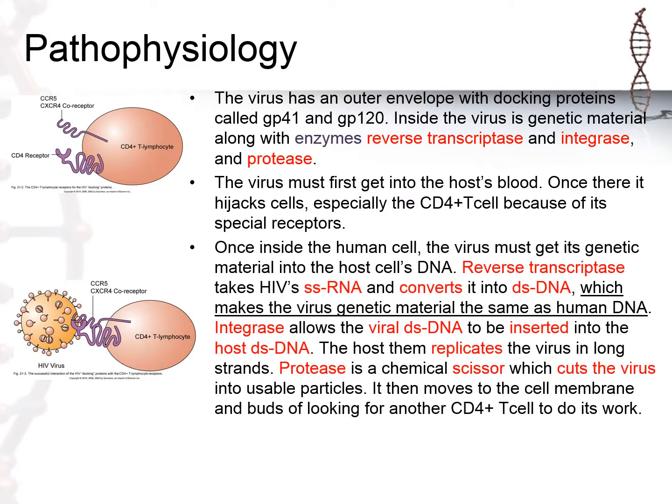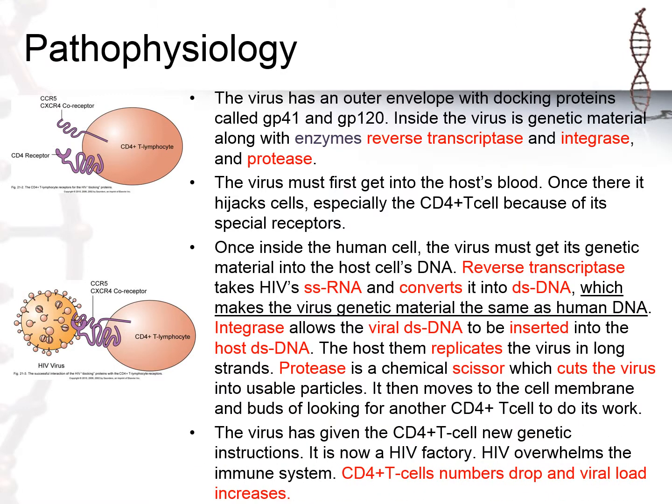Once inside the human cell, the virus must get its genetic material into the host cell DNA. Reverse transcriptase takes HIV's ssRNA and converts it into dsDNA, which makes the virus genetic material the same as human DNA. Integrase allows the viral dsDNA to be inserted into the host dsDNA. The host then replicates the virus in long strands. Protease is a chemical scissor which cuts the virus into usable particles. It then moves to the cell membrane and buds off, looking for another CD4 plus T cell to continue doing its work.